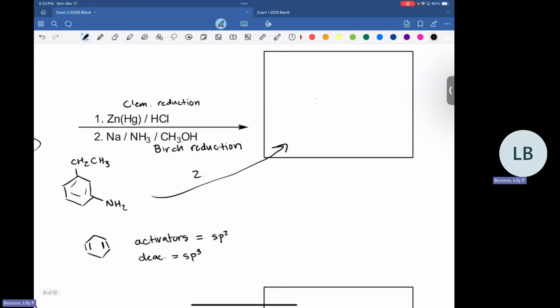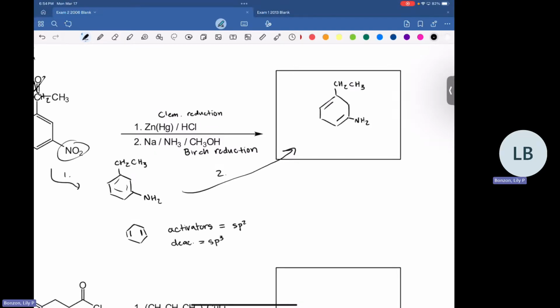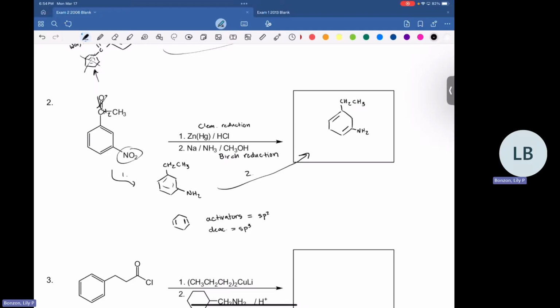So in the case of a difference, if one is going to be forced to be something that it doesn't want to be, you will choose the stronger group to be in the correct position. In this case, we can actually get both of those activating groups to be on the sp2. So this one just works out nicely. Any questions on that one?